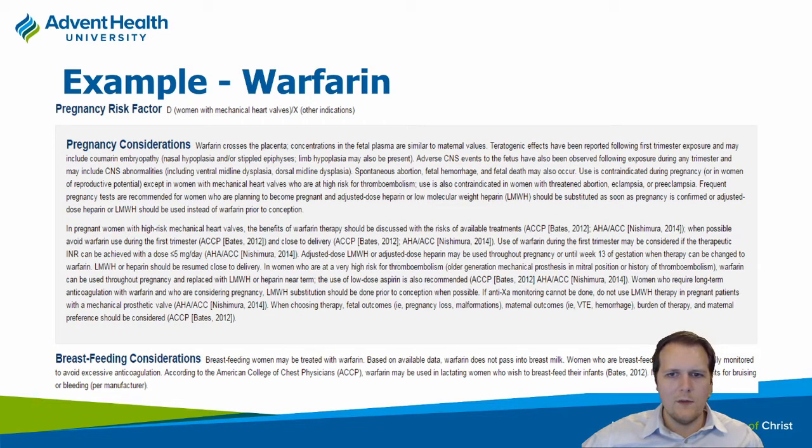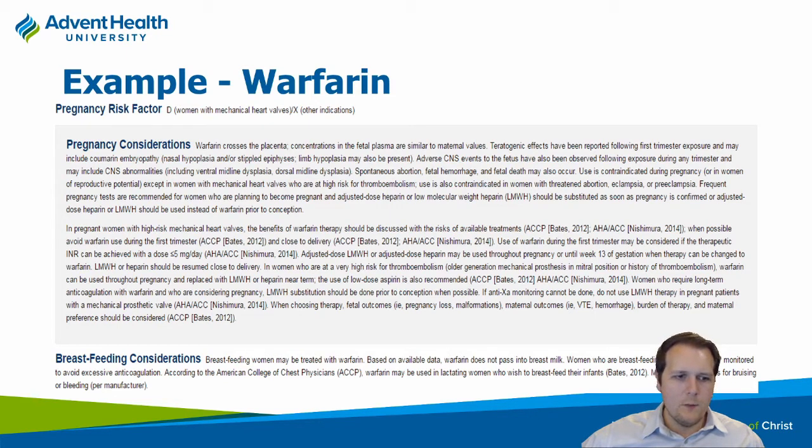So kind of looking to see what the evidence has shown in terms of risk, are there guidelines available, and things like that. So for instance, here's warfarin, which we know to be a vitamin K antagonist. It's a very effective blood thinner. You can see here it's a category D for women who have mechanical heart valves because they're quite at risk for developing clots, but for everyone else it's a category X. Okay, so just don't use it in pregnancy.